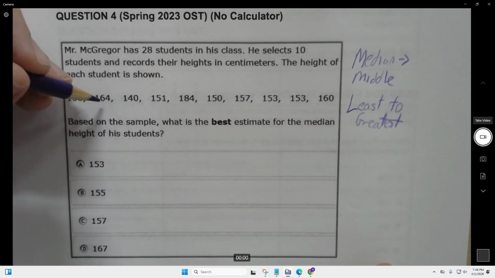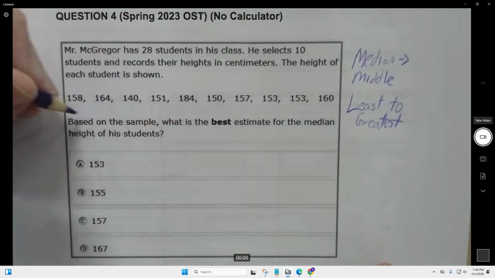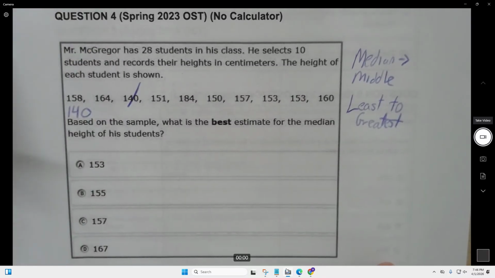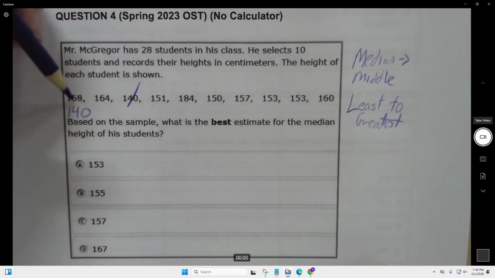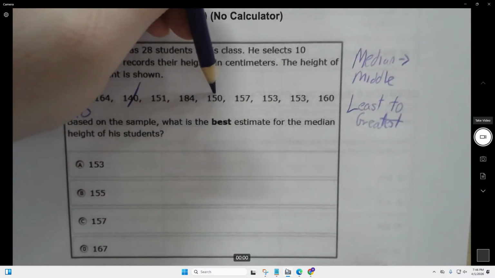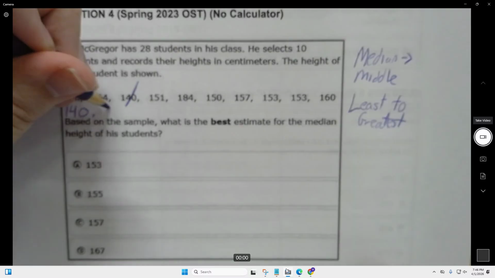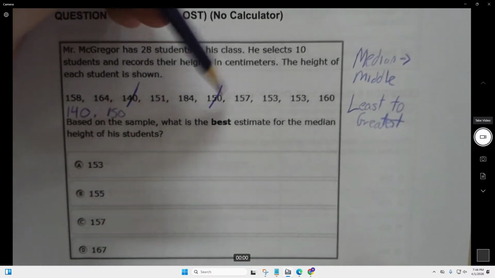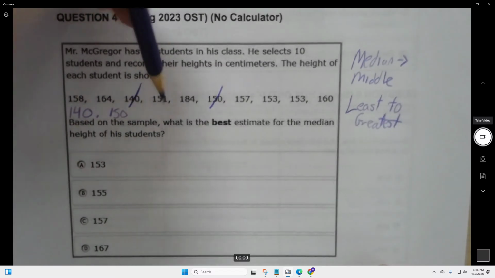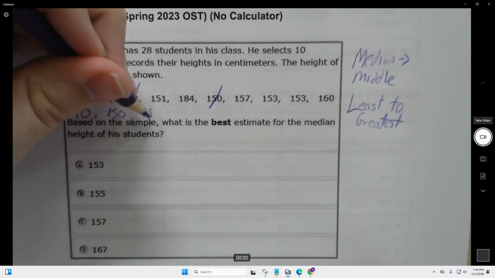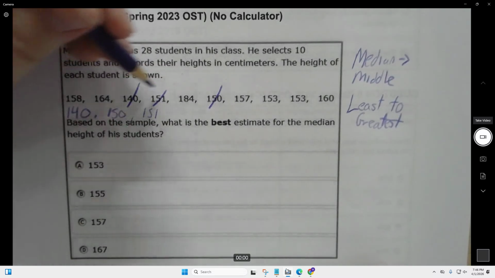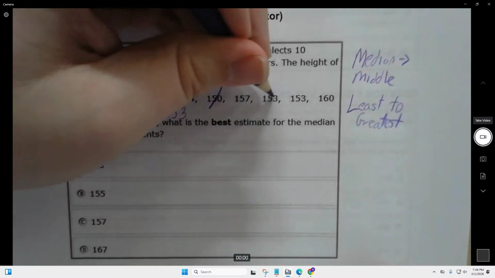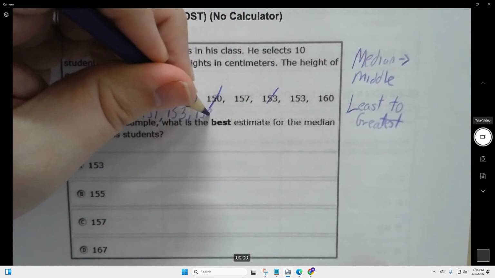Here we go. My lowest number appears to be 140. Once I use it, I cross it out so I know that it's been used. What's next? 151. 150 is the smallest. So 150. Then we go to 151. That would be next. 151. Then 153. There's two of these. 153 and 153.